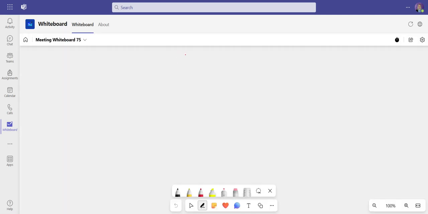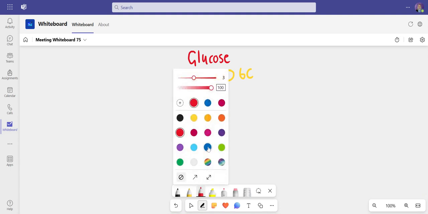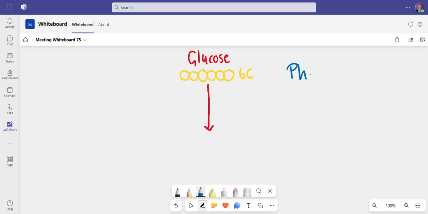So let's go from the top. We start off with glucose. What happens first of all is that the glucose gets phosphorylated. Because the glucose has 6 carbons, we can draw those carbons as circles like this, which represents that it's a 6 carbon molecule. The first stage that happens is something called phosphorylation.